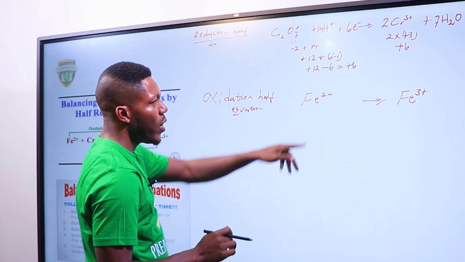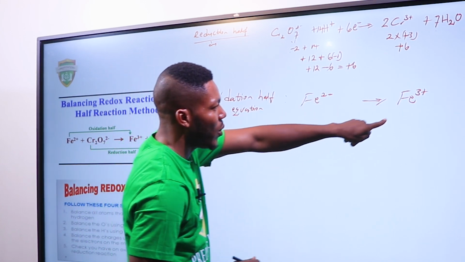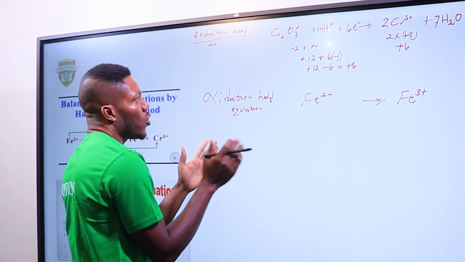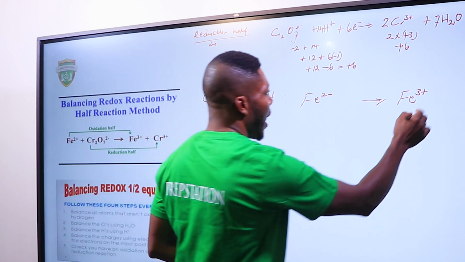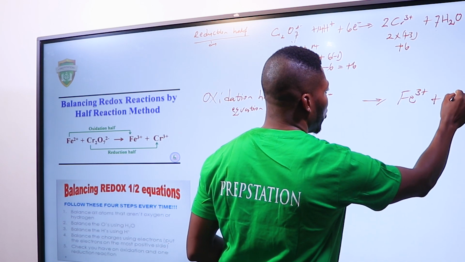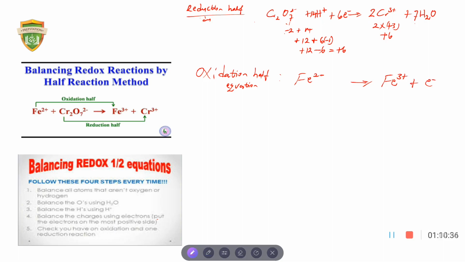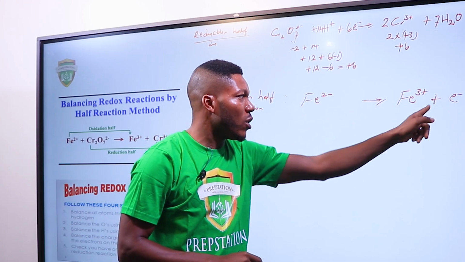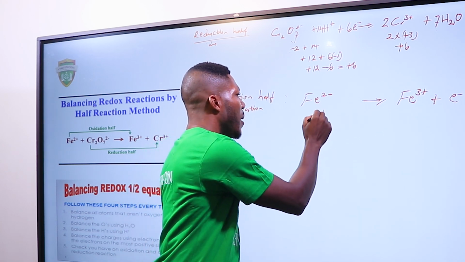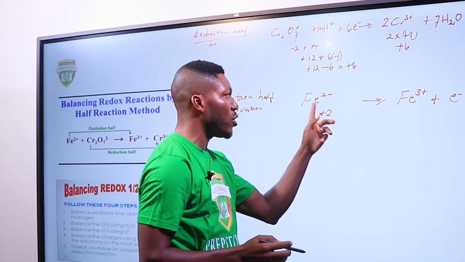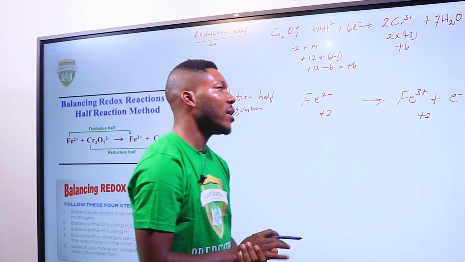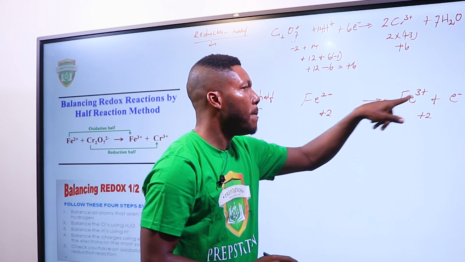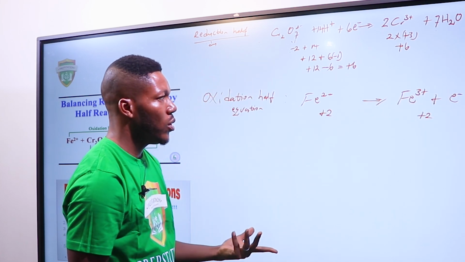Here we have 2 plus, here we have 3 plus. I want both sides to have the same charge. So what should I do? I simply add 1 electron at this point. So plus 3 minus 1 gives us plus 2. So at this point, my charges are balanced. Plus 2 in the reactant and also plus 2 at the product, because plus 3 minus 1 equals plus 2. Is that okay?